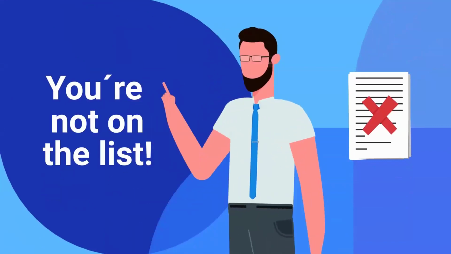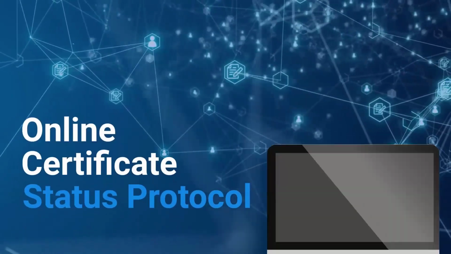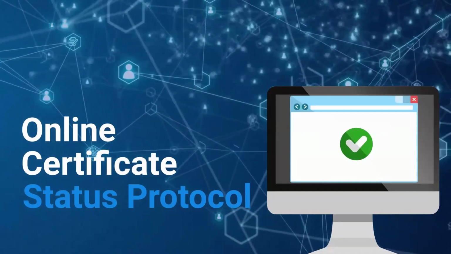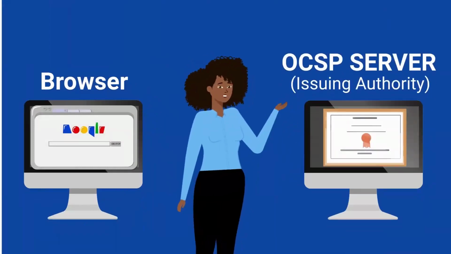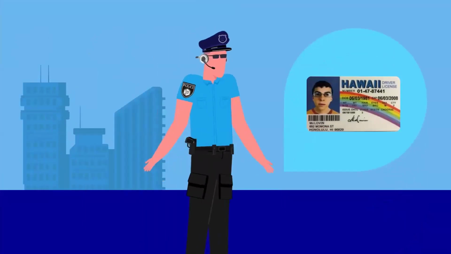But here's the catch. Maintaining CRLs can be an absolute nightmare. Enter OCSP, or Online Certificate Status Protocol, a streamlined solution for the modern dev. With OCSP, your browser directly asks the OCSP server appointed by the issuing authority, "Hey, is this certificate still valid?" It's a bit like checking with the police to see if the ID is actually real.